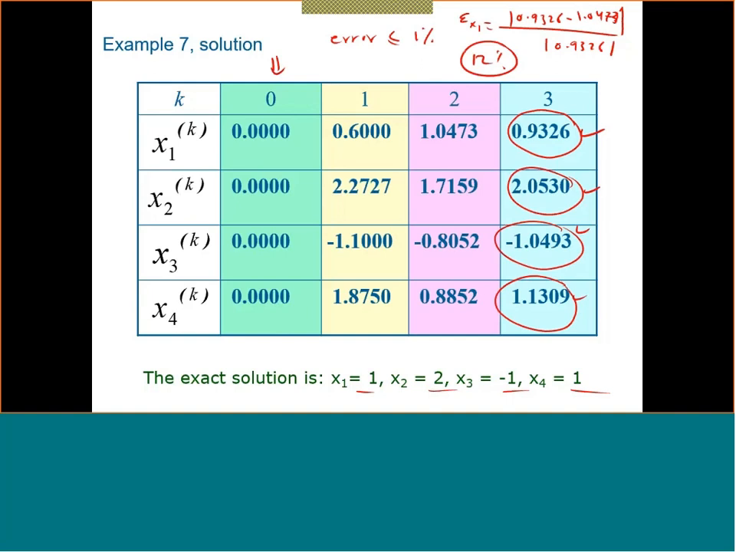You calculate the error for every single one. And only when all the errors satisfy this criterion will you stop the iteration. This is how you stop when you're working with iterative techniques and you don't know the answer. This is why we said the most practical way of measuring the error is the approximate error, because in most of the cases we don't know the final answer.